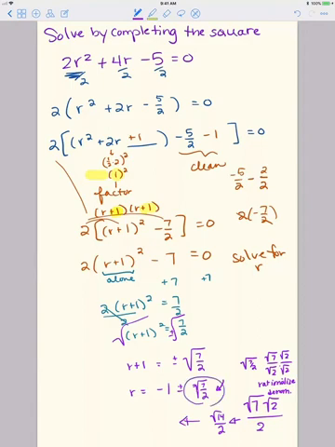Again, that's an algebra skill that's learned along the way. So what you get for your solutions are negative 1 plus or minus the square root of 14 over 2. Numerically, though, you get the same thing. But those are your two solutions. Negative 1 plus the square root of 14 over 2, and negative 1 minus the square root of 14 over 2.